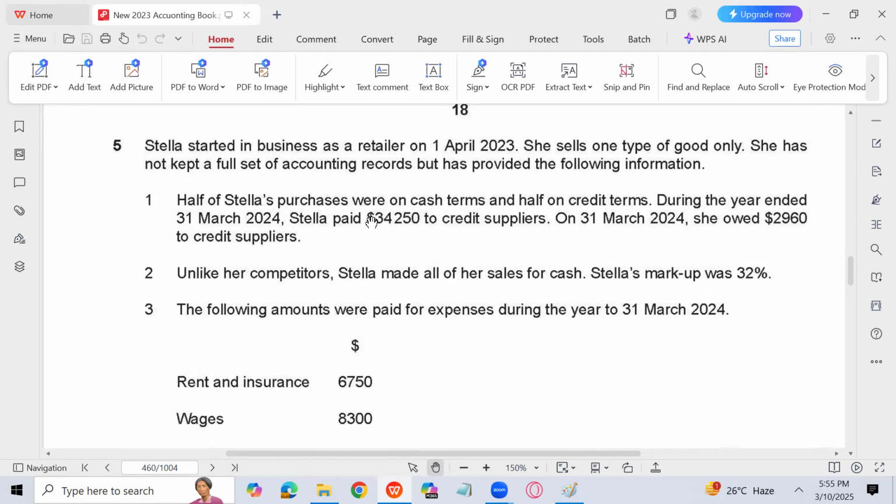Half of Stella's purchases were on cash terms and half on credit terms. It means that out of total purchases, half are on cash and half on credit. During the year ended 31st March, Stella paid 34250 to credit suppliers. This is payment to trade payables. On 31st March, she owed 2960 to credit suppliers. These are the trade payables at the end of the year, because the business started on 1st April, so 31st March 2024 is the end of the year.